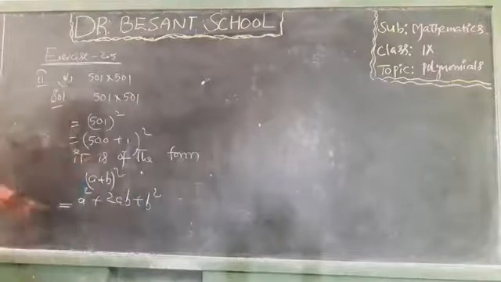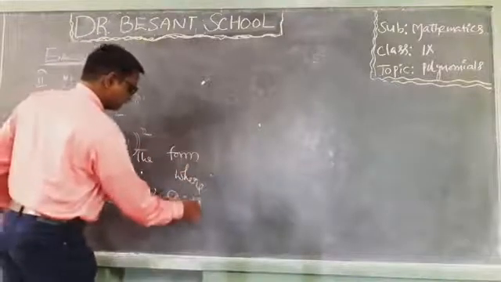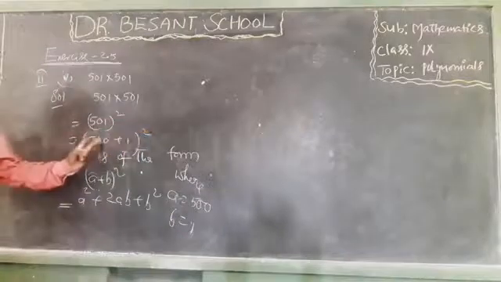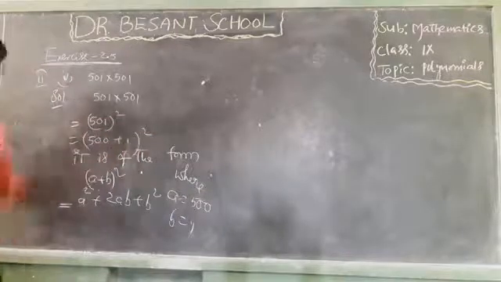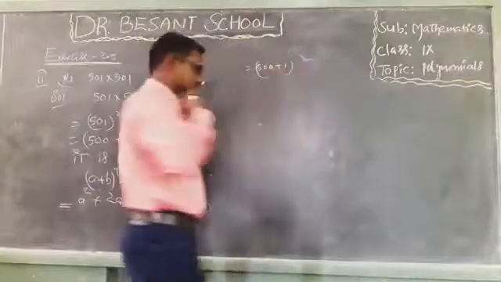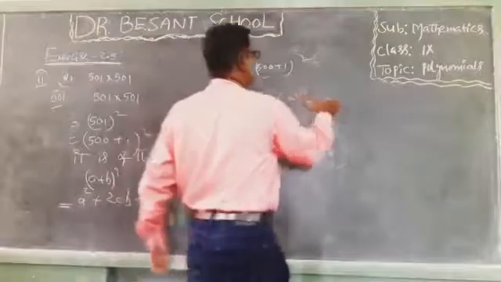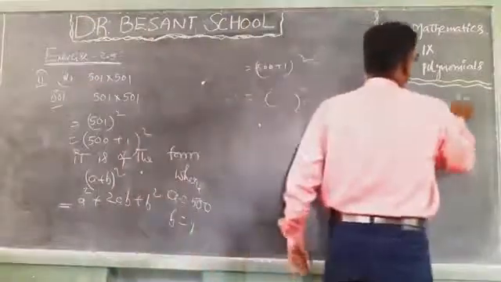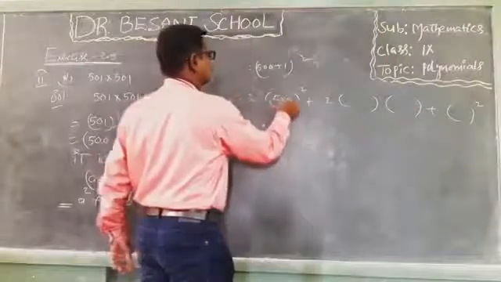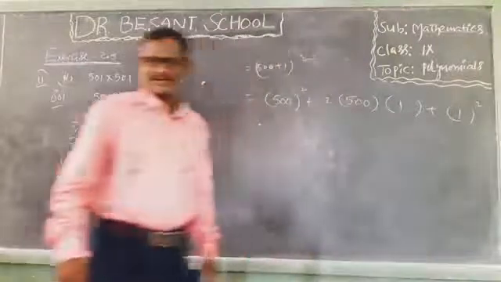Okay, children? Now, where a is equal to 500 and b is equal to 1. A plus b whole square, a is 500, b is 1. Now, observe. It is 500 plus 1 whole square, meaning a plus b whole square, a square plus 2ab plus b square. Children, a square means 500 whole square, plus 2 into a means 500, b means 1, plus b square means 1 square.